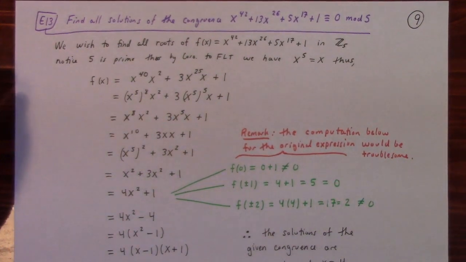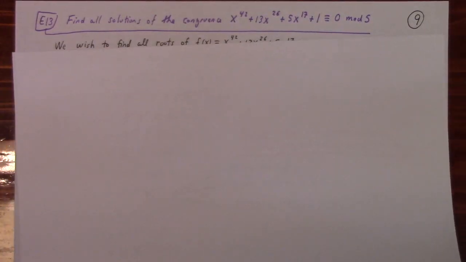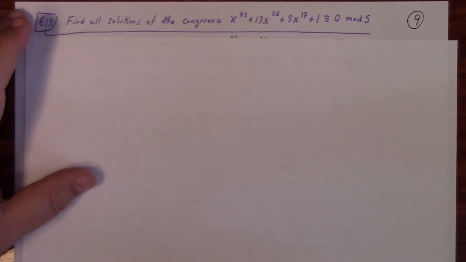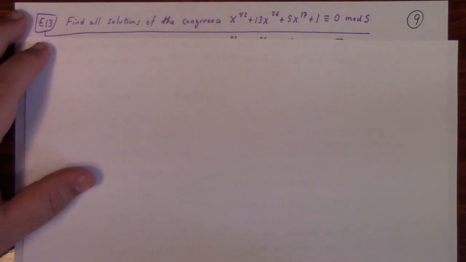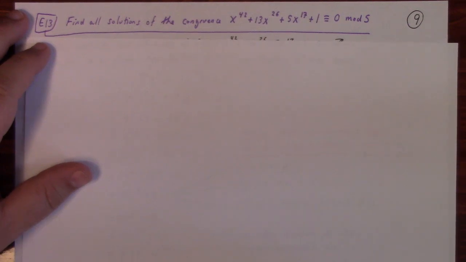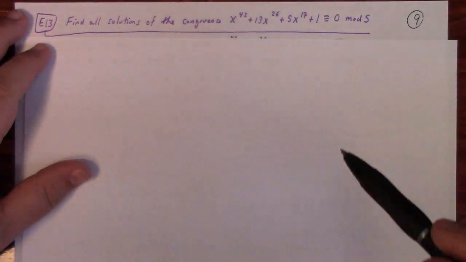is to find all the solutions of the congruence x to the 42nd power plus 13x to the 26th power plus 15x to the 17th power plus 1 congruent to 0 mod 5. So, in principle, we already have an easy way to solve this, right? We just plug in. What is 5 to the 42nd power? What's 5 to the 26th power? What's 5 to the 17th power? We could just plug in 0, 1, 2, 3, and 4, or 0, plus or minus 1, and plus or minus 2, straight up into there and work it out, right?